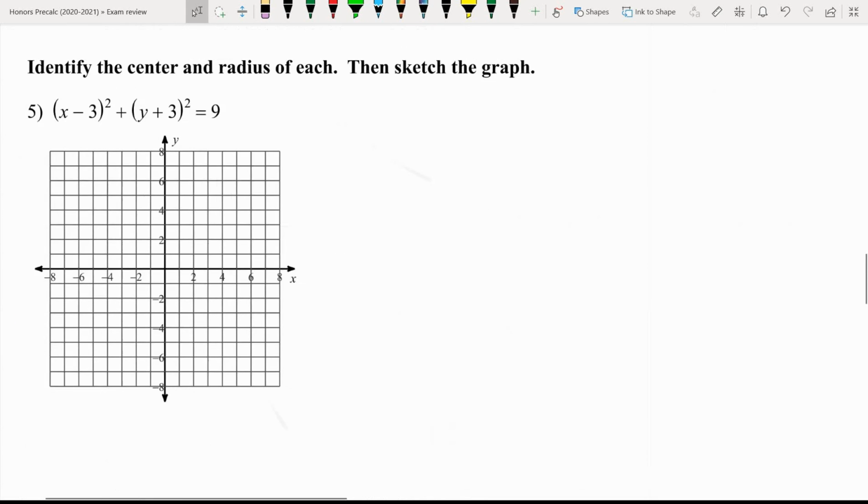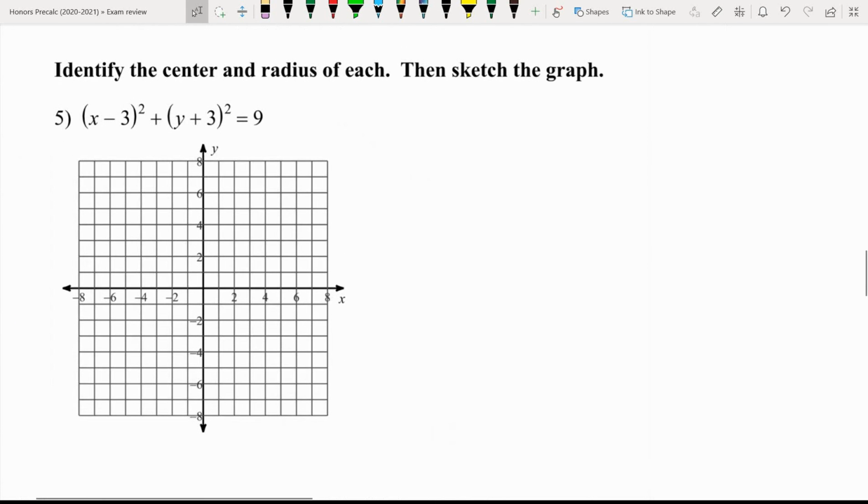Now we're going into the circle stuff. Circles are, in my opinion, easier than doing the ellipses. Remember, this is our r squared here. So if r squared equals 9, that means r is equal to 3. This is our center here. It's x minus h, y minus k. So it looks like h is 3, k is a negative 3.